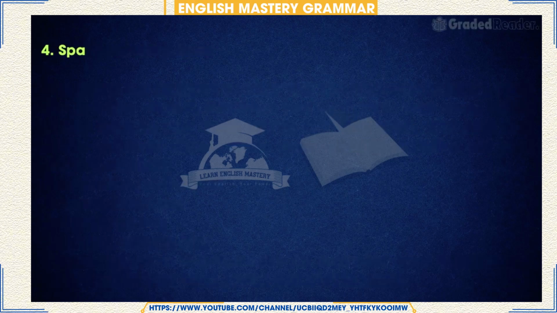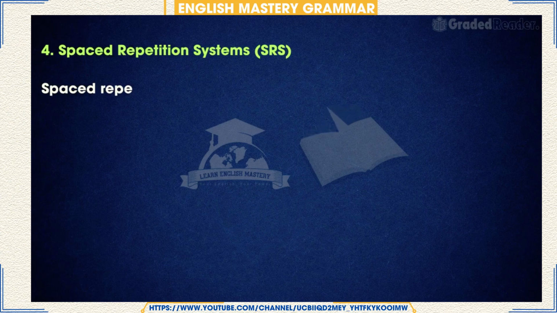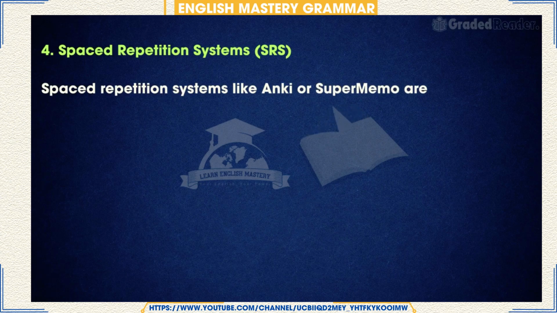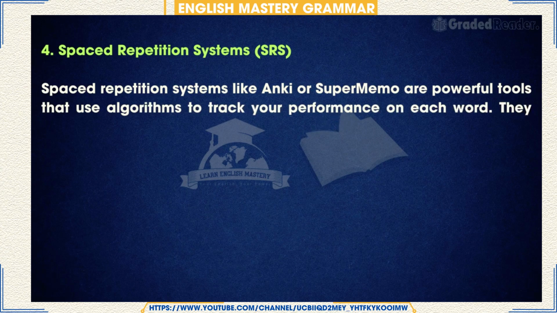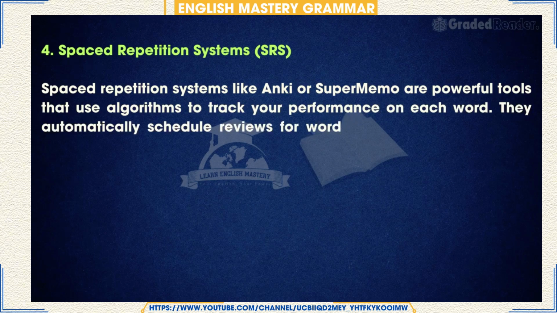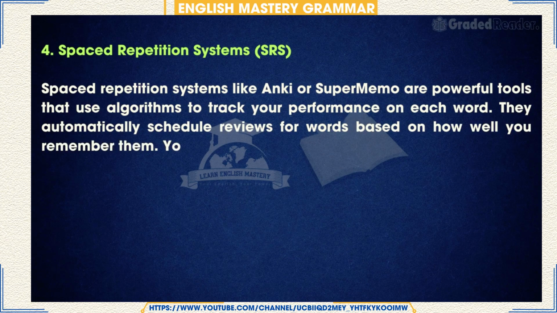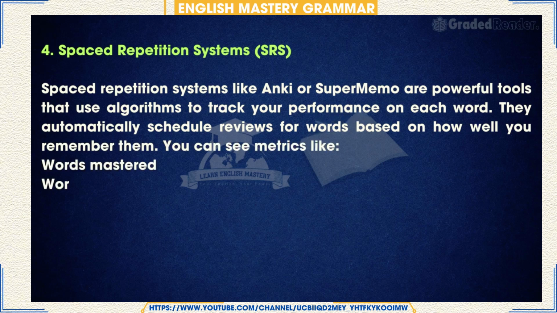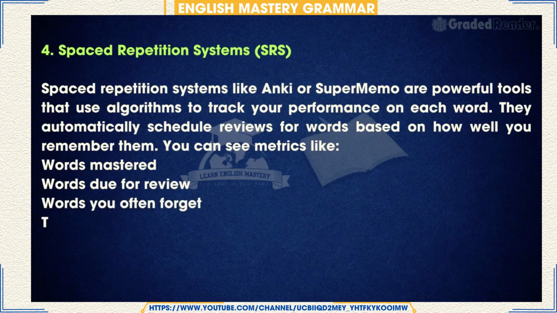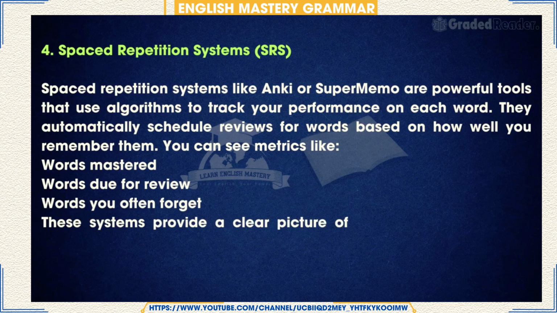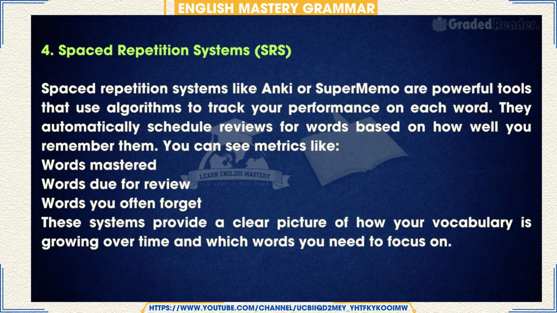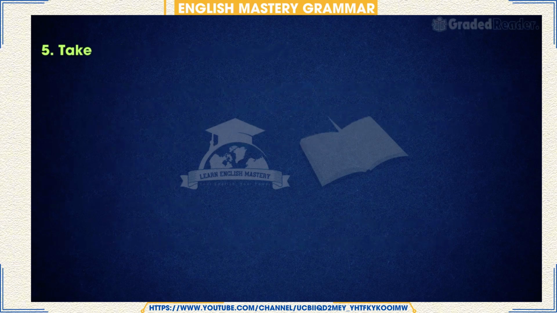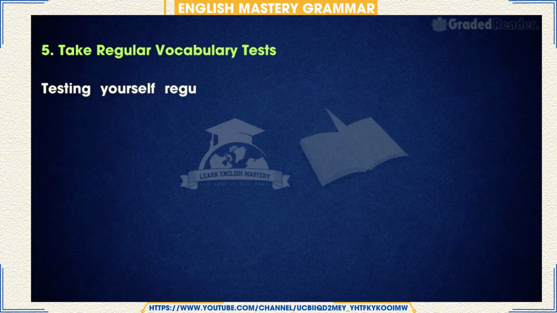4. Spaced repetition systems, SRS. Spaced repetition systems like Anki or SuperMemo are powerful tools that use algorithms to track your performance on each word. They automatically schedule reviews for words based on how well you remember them. You can see metrics like words mastered, words due for review, and words you often forget. These systems provide a clear picture of how your vocabulary is growing over time and which words you need to focus on.